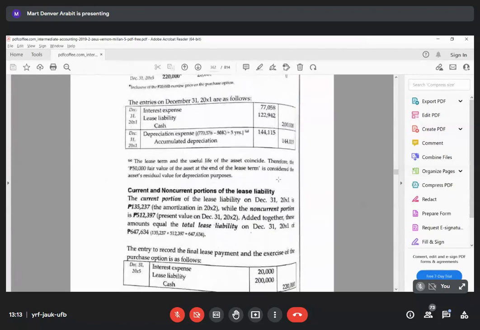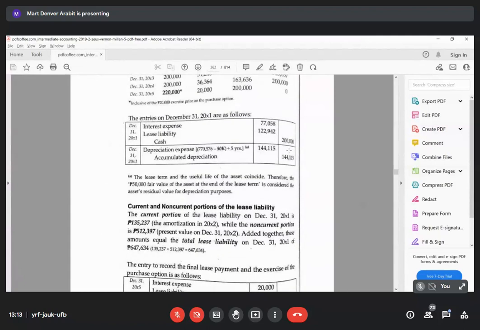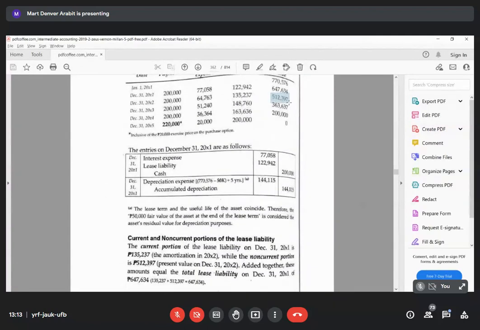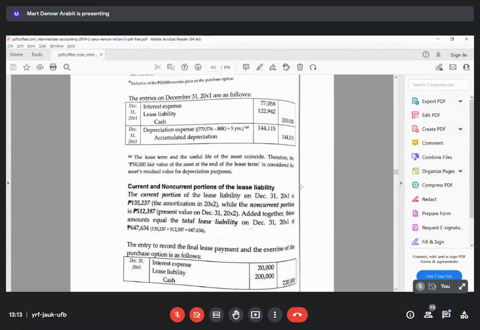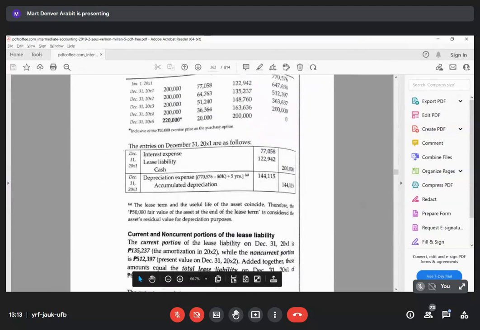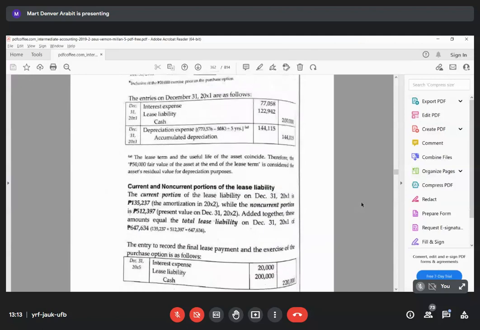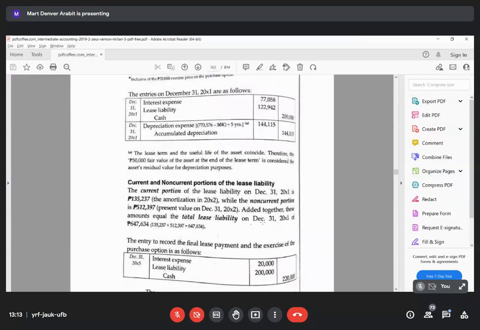So current and non-current portion. So makikita mo naman yan dito. Ito yung non-current portion and yung current portion is this one. Okay? So the entry to record the final lease payment, the exercise of the option is as follows. So debit interest expense na 20,000. So ito yun. Ito yung diniscount natin na 20,000. Okay? It is recorded as interest expense and debit lease liability for the last payment and credit cash 220.